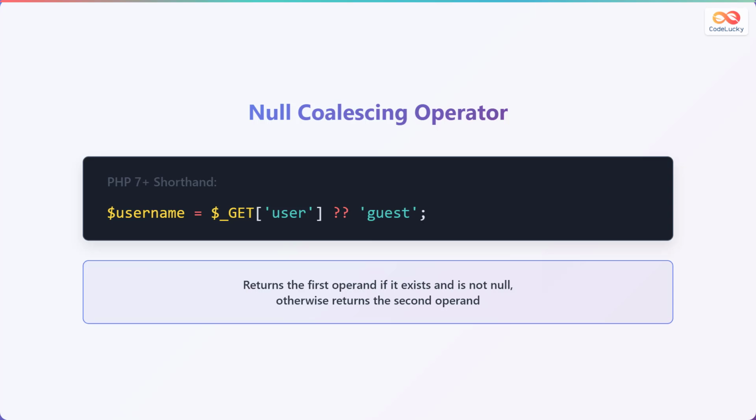For example, if you want to get a username from the GET request, you can use $_GET array with key user, followed by two question marks, and then specify the default value guest. This means that if the user parameter is present in the GET request, the username variable will be assigned its value. However, if the user parameter is missing or null, the username variable will default to guest.